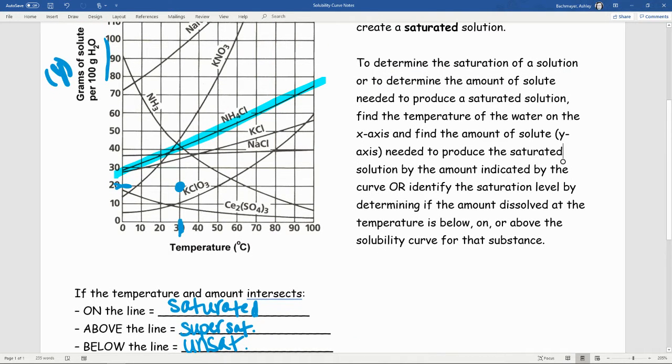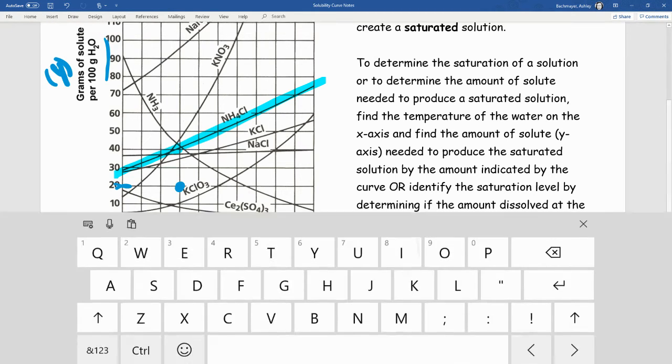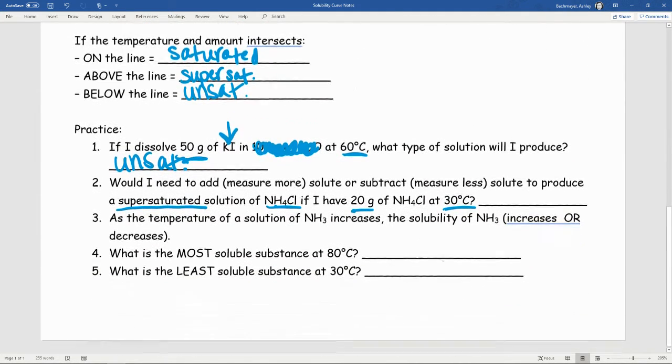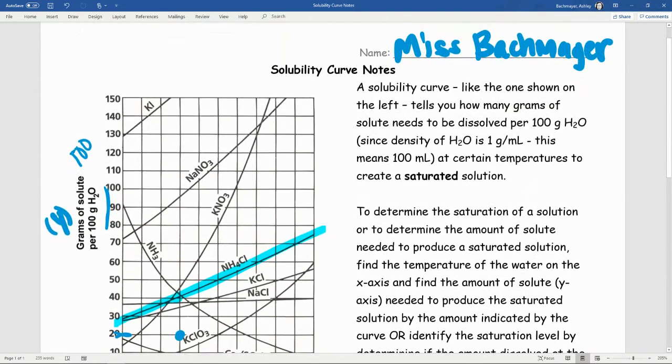So I don't even have enough to be saturated yet, because in order to be saturated at 30 degrees Celsius for NH4Cl, I would need at least 40. So I don't even have at least 40. Therefore, since I don't have enough, that means I need to measure out more. So I'm going to need to add more solute.